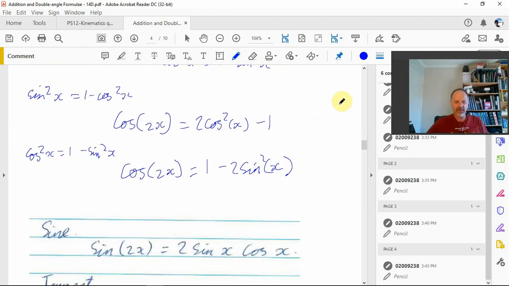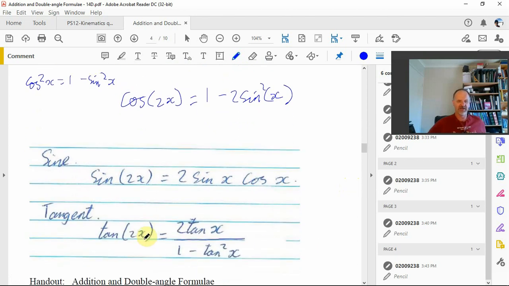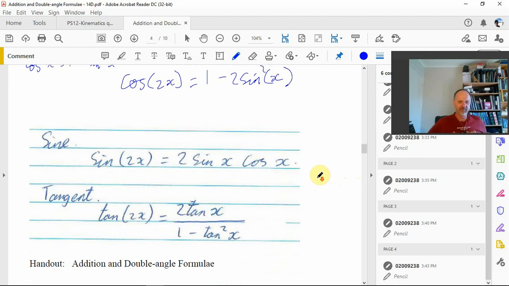All right, for sine, same in your textbook. For sine, there's only one option here. Sine 2x is 2 sine x cos x. And for tangent, here it is, tan 2x equals 2 tan x over 1 minus tan squared x. And the derivation of those is in your textbook.